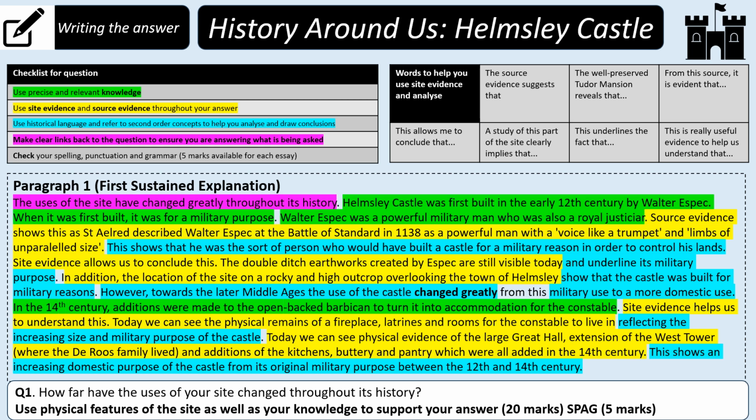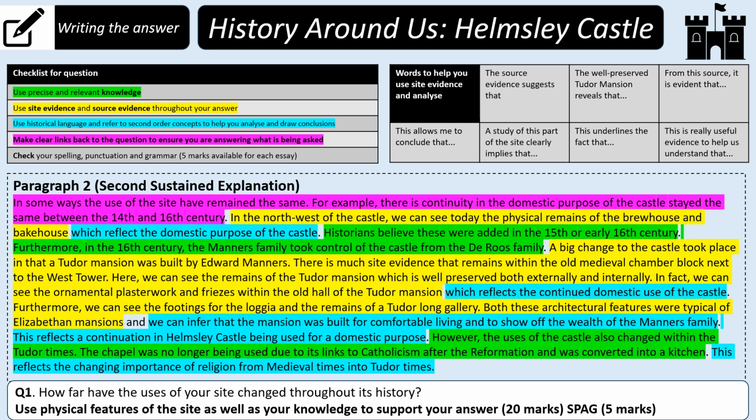Today we can see physical evidence of the large Great Hall, extension of the West Tower where the de Roos family lived, and additions of the kitchens, buttery and pantry which were all added in the 14th century. This shows an increasing domestic purpose of the castle from its originally military purpose between the 12th and 14th century. Paragraph 2. In some ways, the use of the site have remained the same.